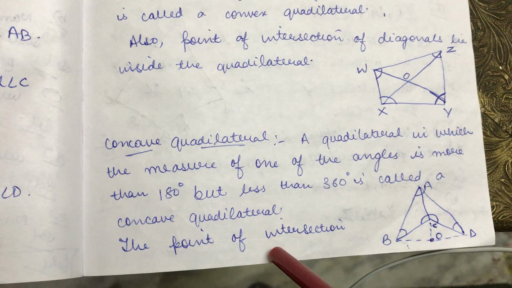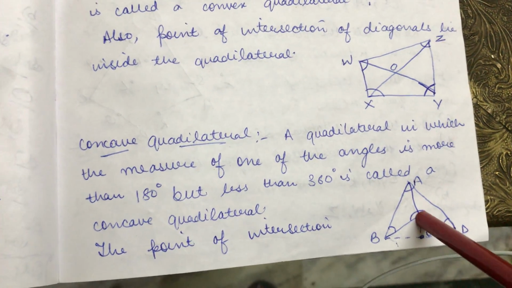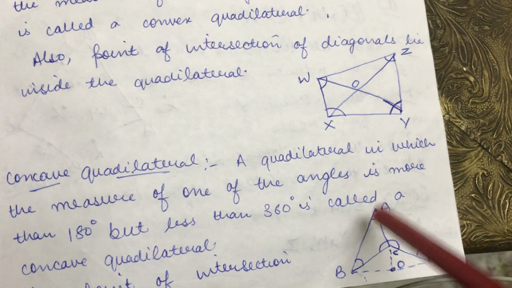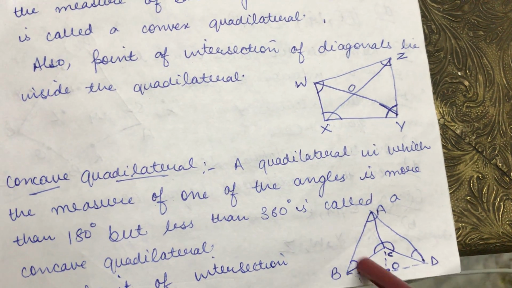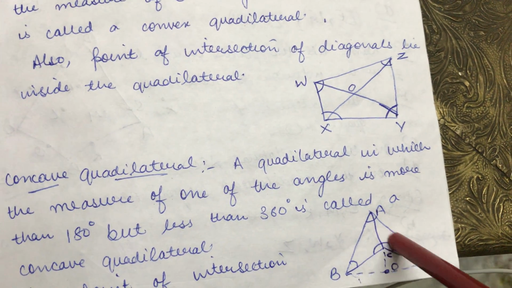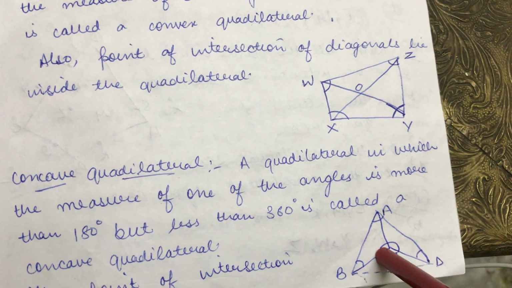So that quadrilateral is known as a concave quadrilateral. This is the example here. I have four sides, so it is a quadrilateral. Now one angle, two angle, this is the third angle, now this is the fourth angle. Clearly this angle is greater than 180 degrees.